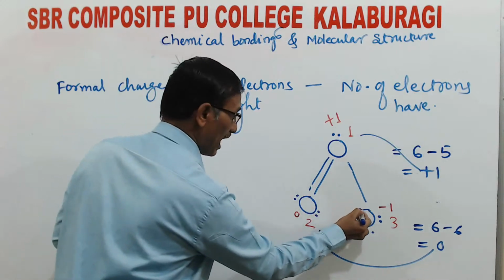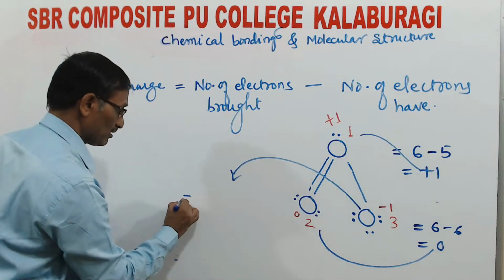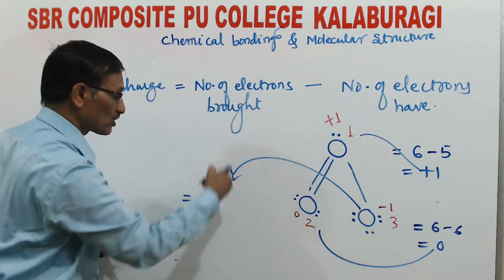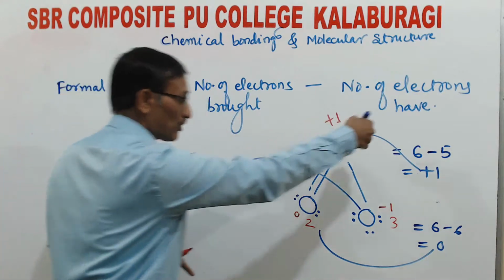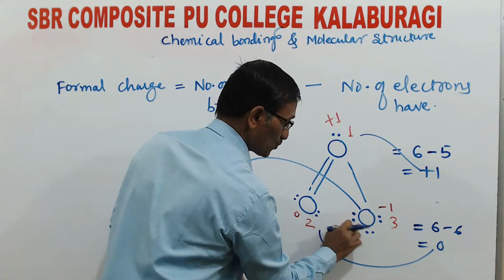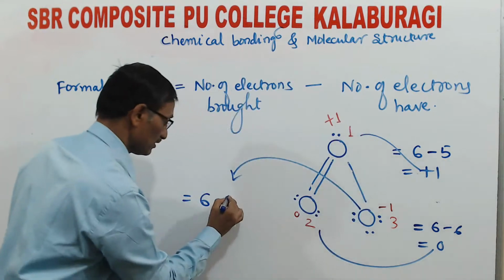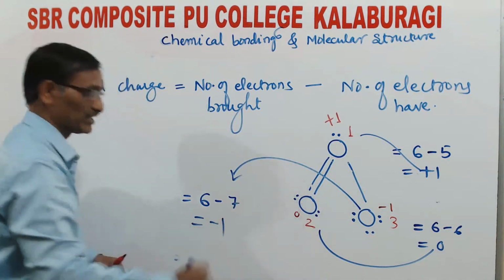One more for this one. I will take it here. As usual, number of electrons brought is 6. Number of electrons it has, see here, 1, 2, 3, 4, 5, 6, 7. Then it is equal to minus 1.